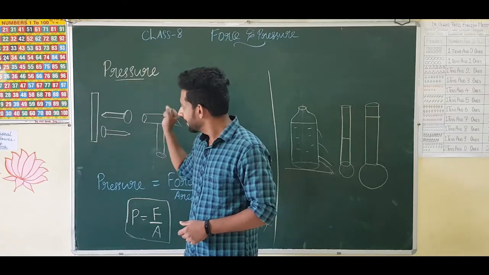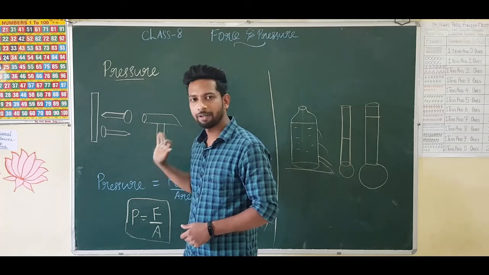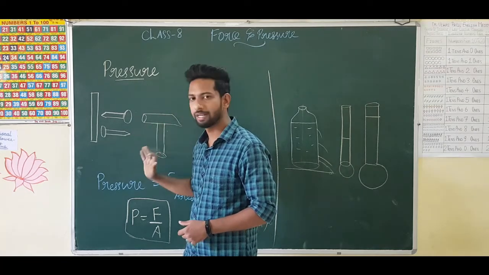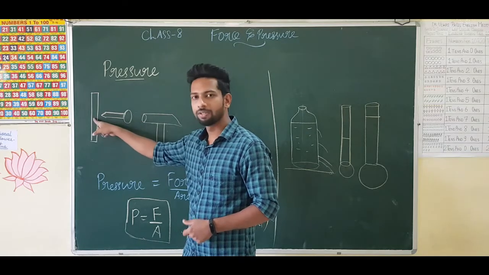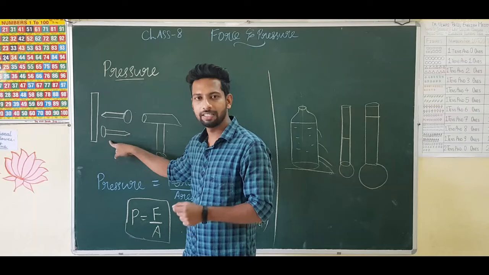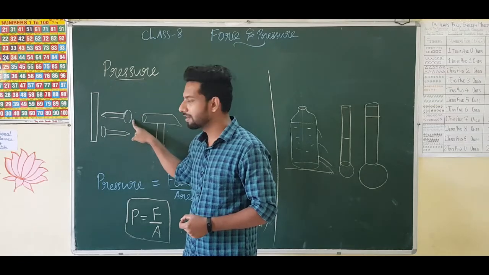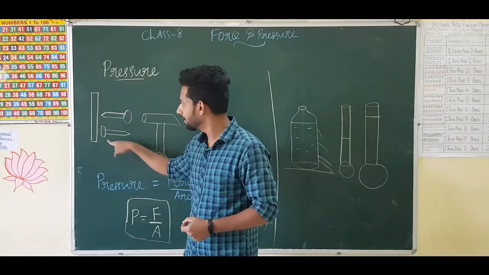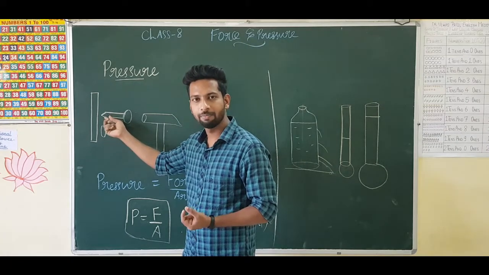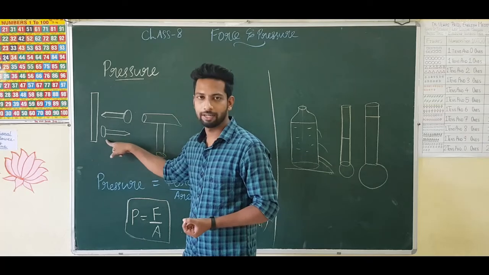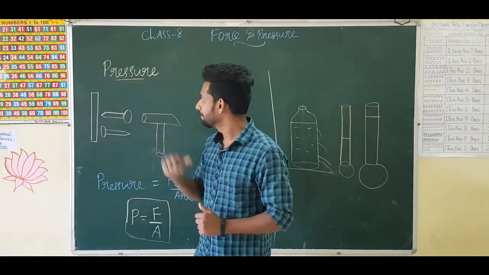The reason is, in the first case, even if you apply the same force in both cases, you can see that the iron nail enters the wooden box easily compared to the second case. The pointed tip of the iron nail exerts more pressure than the head of the iron nail. So our topic is pressure.